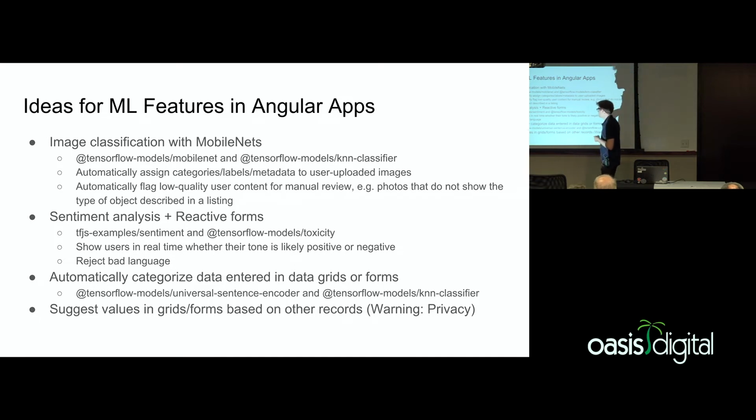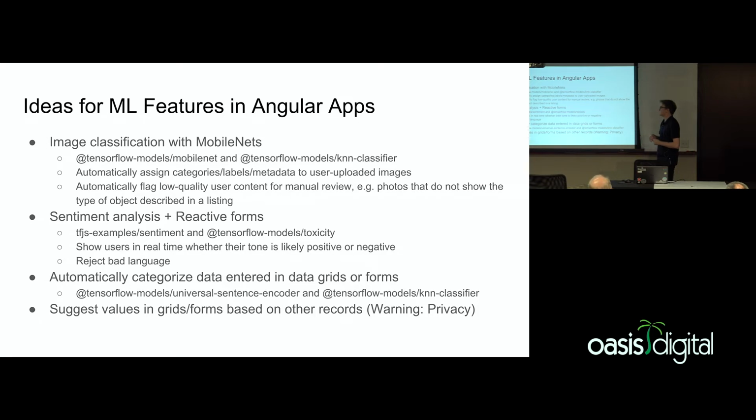Another idea was to automatically categorize the data that's entered in grids or forms. This one's getting more into doing your own kind of models, because if you just throw some data at a machine learning algorithm, unless you really do a lot of work, you're not always guaranteed to get good results doing this.